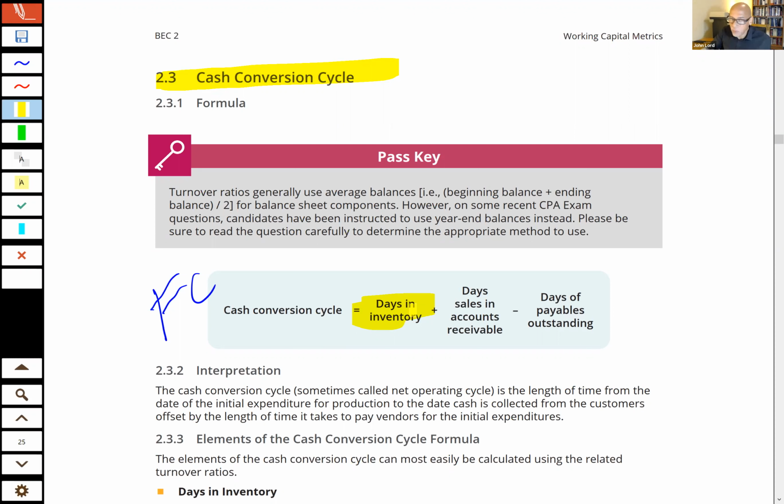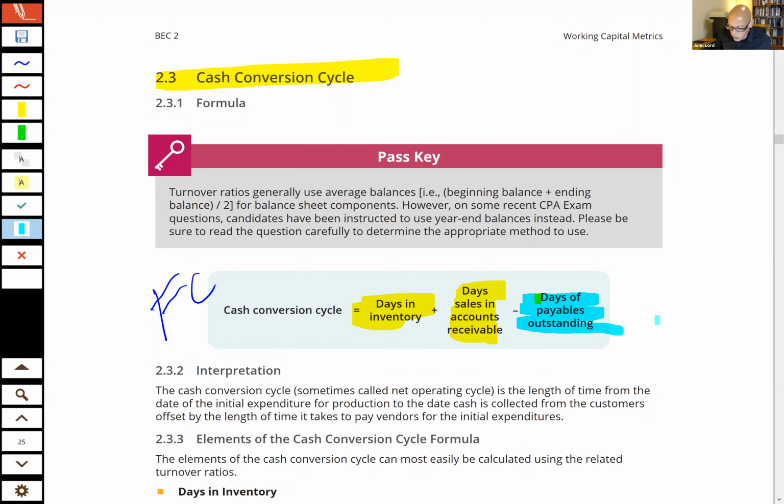But then if we have credit sales, how long does it take us to collect on those credit sales? But we don't necessarily have to acquire our inventory with cash, so we would subtract off of that the days that our payables are outstanding, and that would give us a measure of our cash conversion cycle.